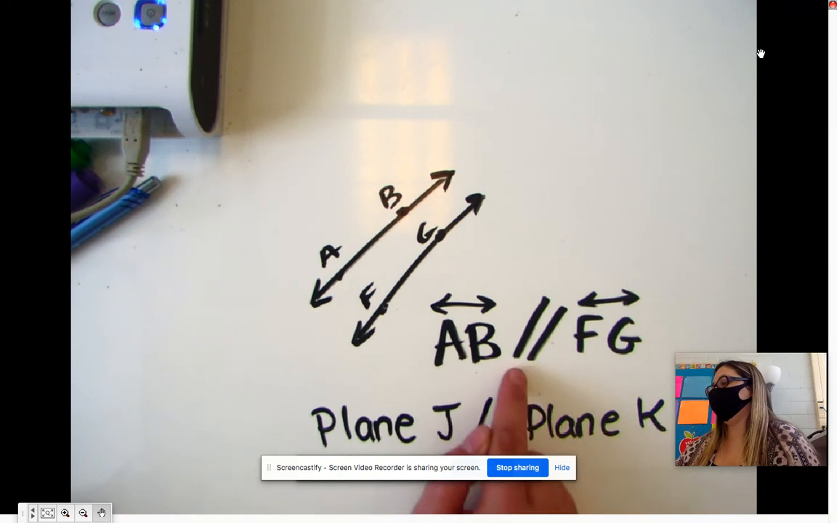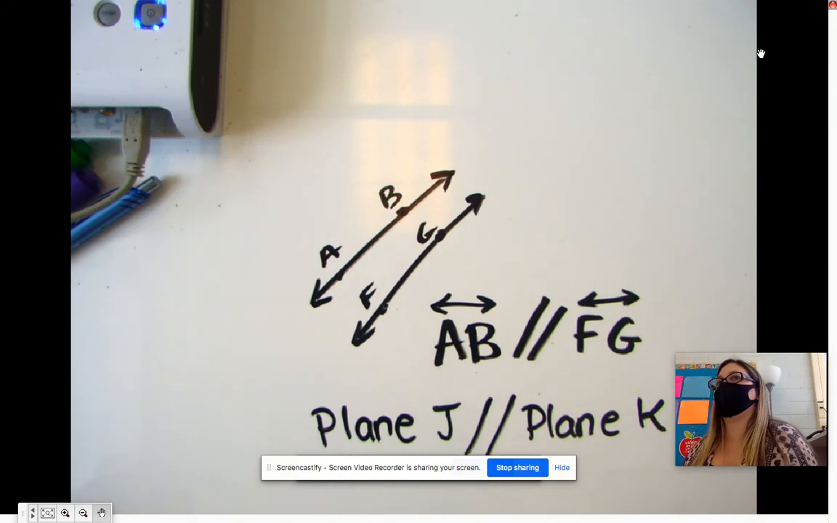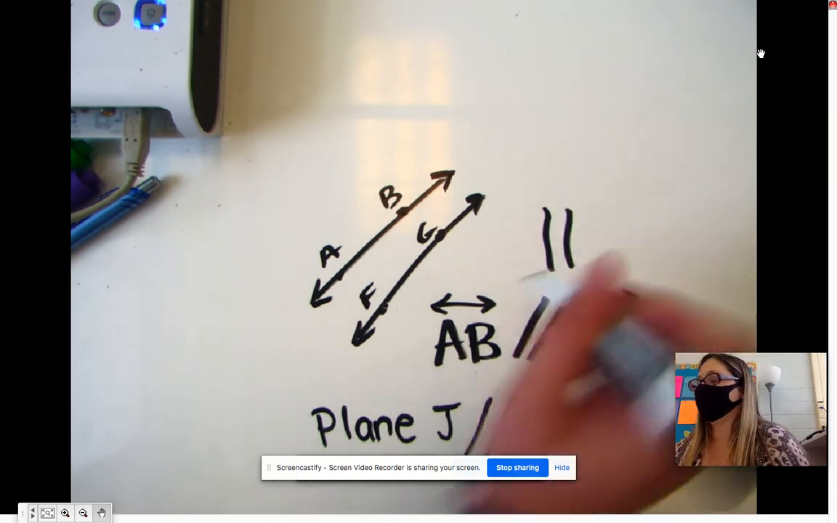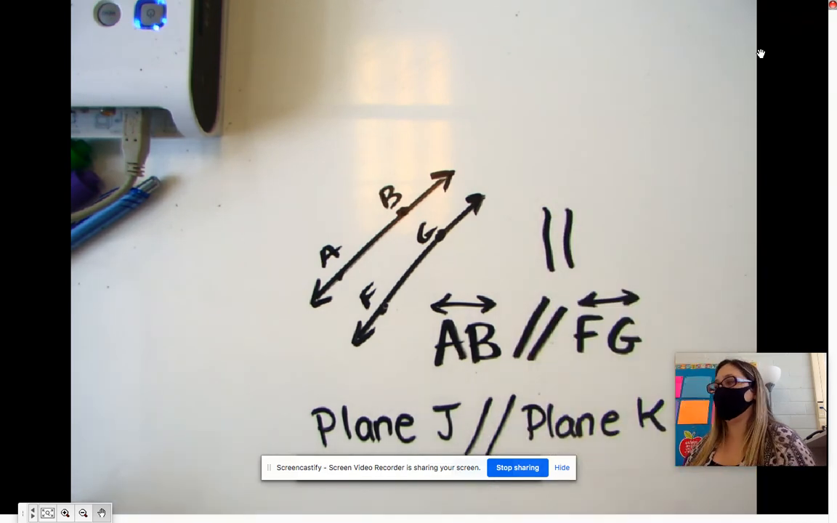So these lines right here mean parallel. So if you see those on a quiz or a test, okay, that's parallel. Sometimes they're just represented straight, not diagonal. So you might just see them straight also, okay? But that means parallel.